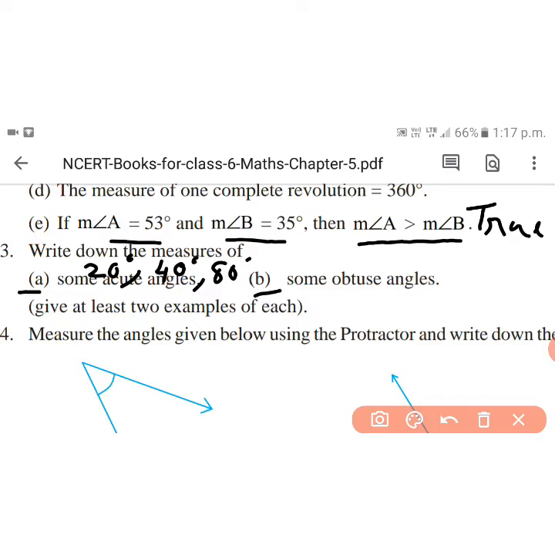B part. Write down some measures of some obtuse angles. The measures of some obtuse angles are 120 degree, 170 degree and 140 degree.